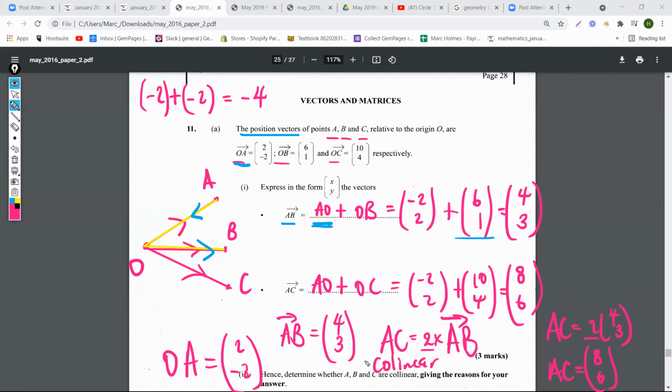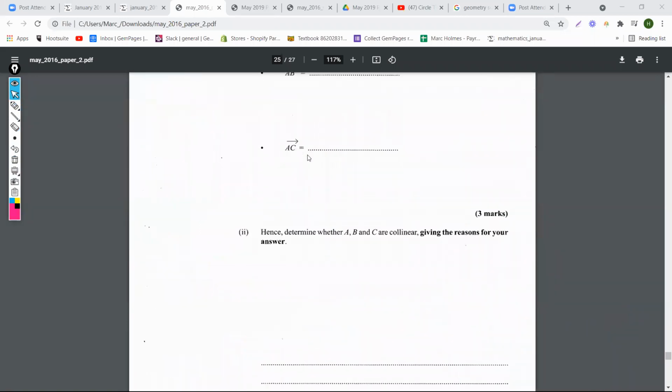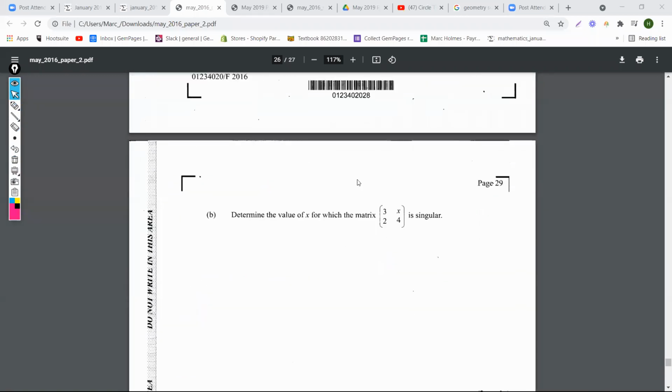So it's not that bad to understand. You just need to know that since this one is 4, 3 and this one is 8, 6, and you can find a factor of both, then it's definitely A, B, and C are collinear because AC is equal to 2 times AB. If you find it being 3 times AB, guys, it's also collinear. If you find it as 4 times AB, it's also collinear. You just need to find a factor. Cool. So not too bad. So that pretty much finished the vectors.